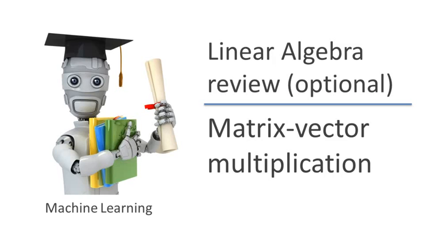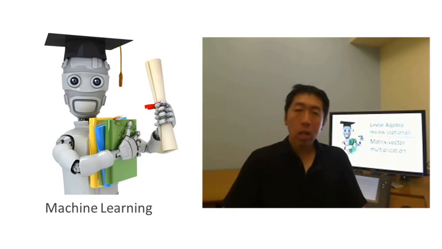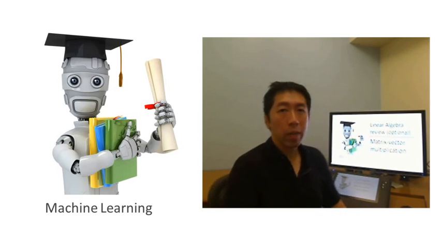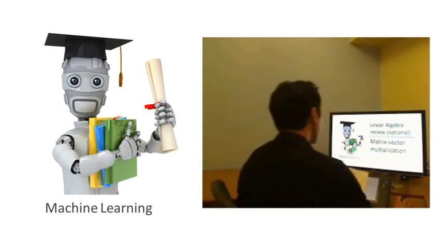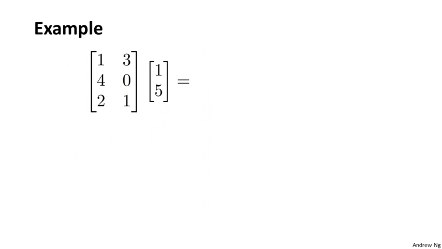In this video, I'd like to start talking about how to multiply together two matrices. We'll start with a special case of that, matrix vector multiplication, of multiplying a matrix together with a vector. Let's start with an example. Here's a matrix, and here's a vector, and let's say we want to multiply together this matrix with this vector. What's the result?